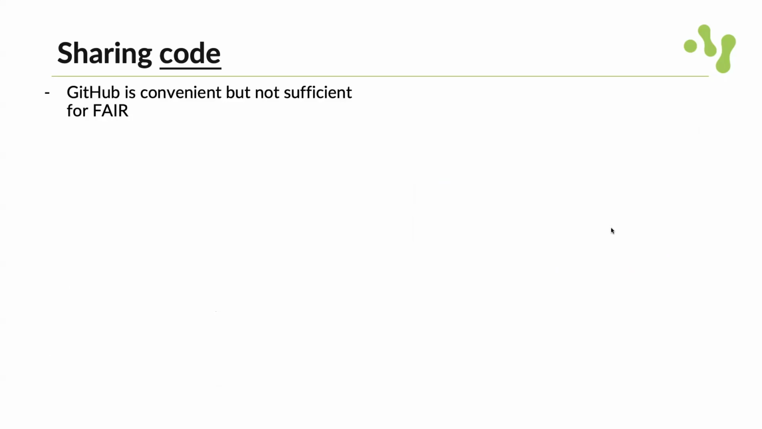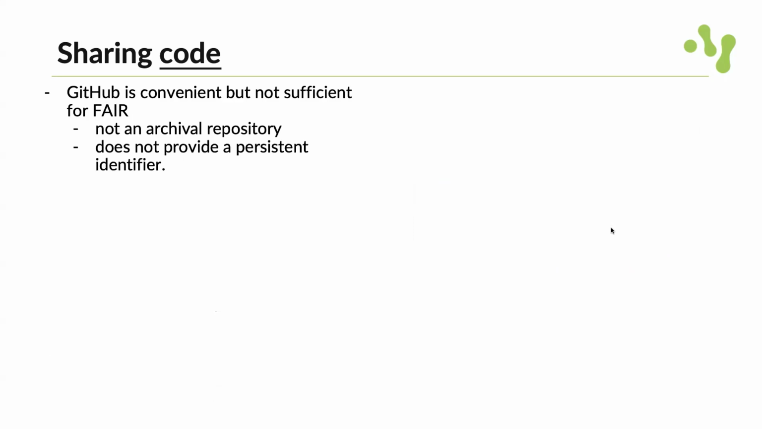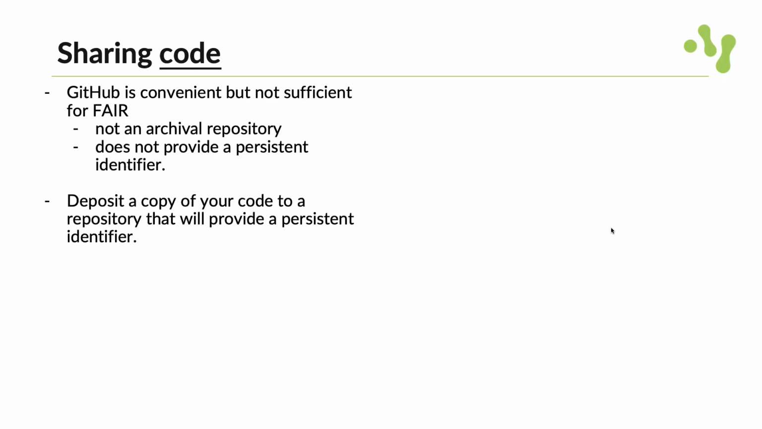So where do we share code? GitHub, for example, is a huge service which is really popular and a lot of people use it. It's quite easy. So it's good to share your code in GitHub if that's where your community is, but it is actually not sufficient for FAIR. That is because GitHub is not an archival repository and it does not provide a persistent identifier. As I said in the first part of this webinar, sometimes the community will want to find your research output in one place, but best practice according to FAIR and Open Science will be to put it somewhere else, and in that case you should just refer to the other place. So what you should be doing is still sharing code on GitHub, but then depositing a copy to a repository that will provide a persistent identifier and fulfill the archival requirement and so on.